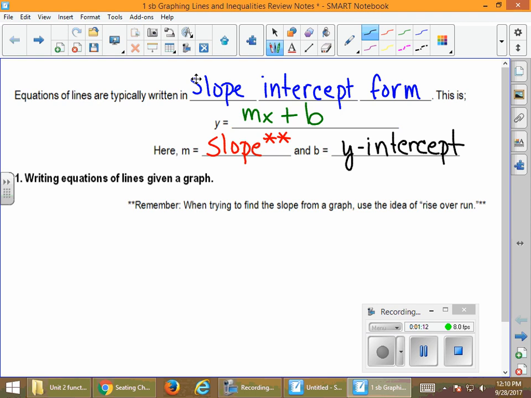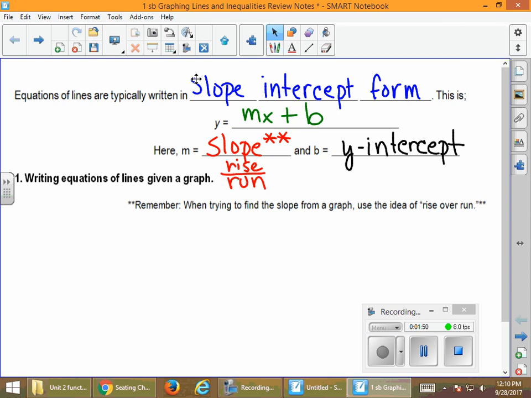The reason that I put the double star on the slope is that it goes here, which is just a little ways down your paper, and it says, remember, when trying to find the slope from a graph, use the idea of rise over run. So I also wrote rise over run here. It doesn't matter to me whether you write that there or not, just to remind us that that is what slope stands for. Rise over run.